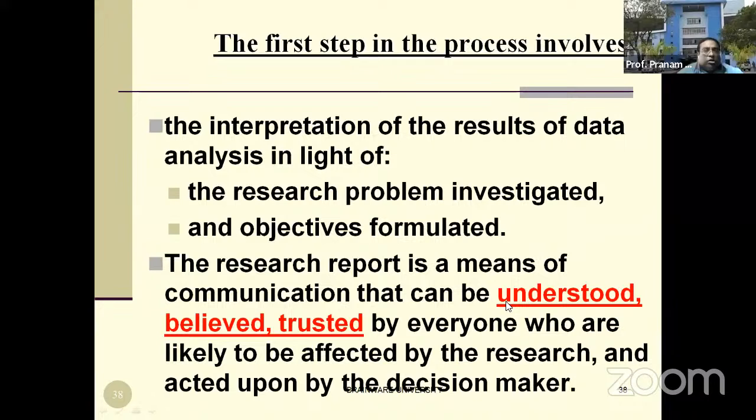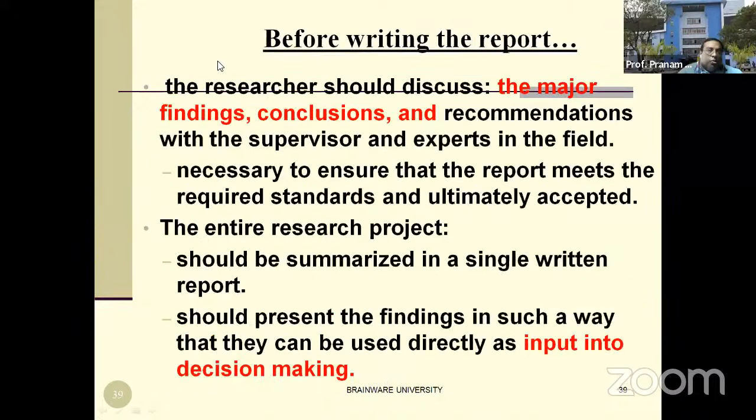The first step in the research report writing process involves the interpretation of the results of the data analysis in the light of the research problem investigated and objectives formulated. The research report is a means of communication that can be understood, believed, and trusted by everyone likely to be affected by the research and acted upon by the decision maker. Before writing the report, we have segregated the stages as pre-writing, during writing, and after writing. Before writing the report, the researcher should discuss the major findings, conclusions, and recommendations with the supervisor and experts in the field, to ensure that the report meets the required standards and is ultimately accepted.